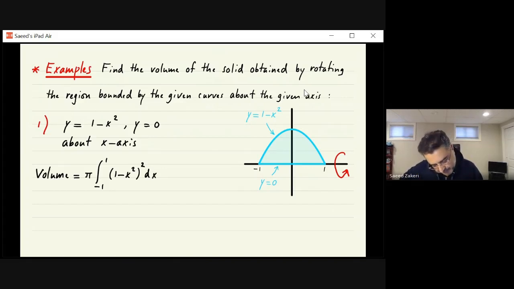Right? So this is pi, integral from -1 to 1. Let's square this. You get 1 minus 2x squared plus x to the 4th dx. So I take this expression and I square it. So it's 1 squared, which is 1, minus twice first times second, which is this term, plus the second one squared, which is x to the 4th.